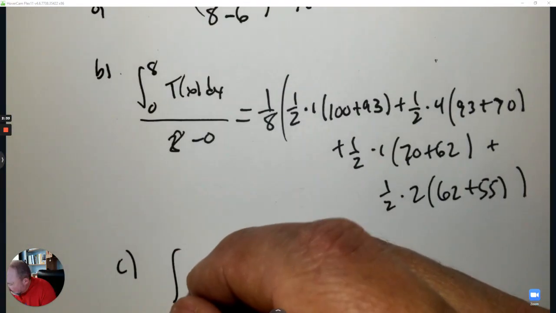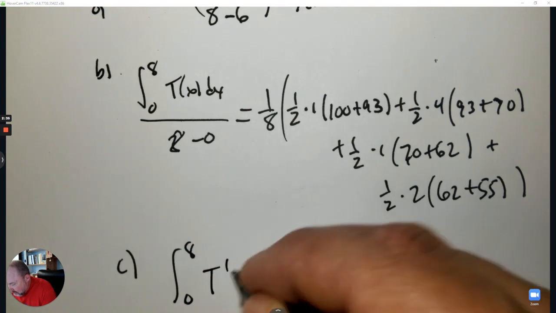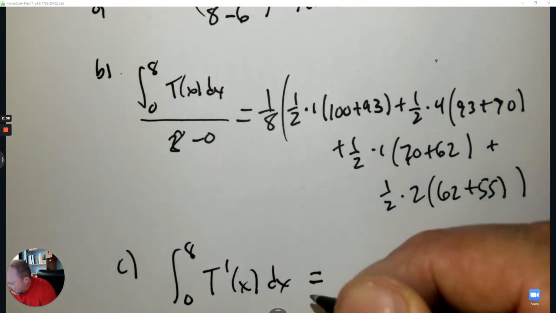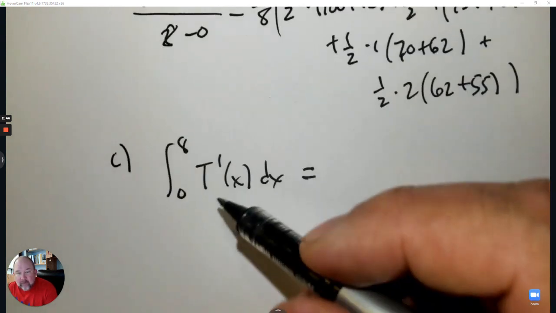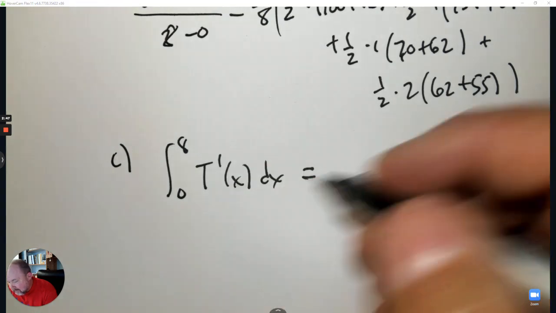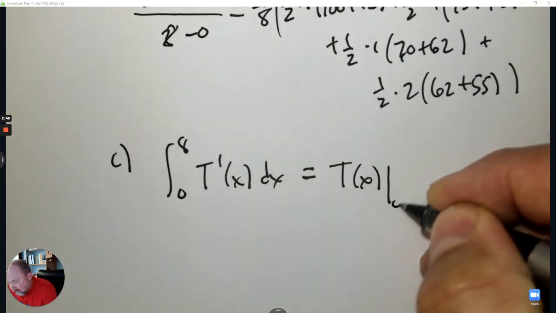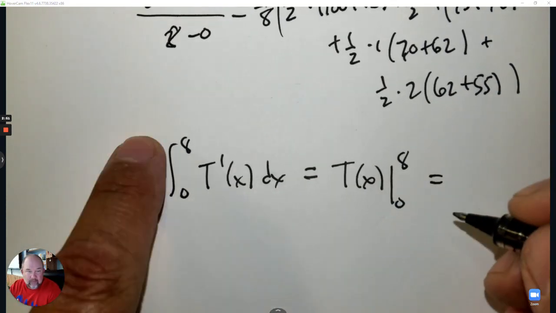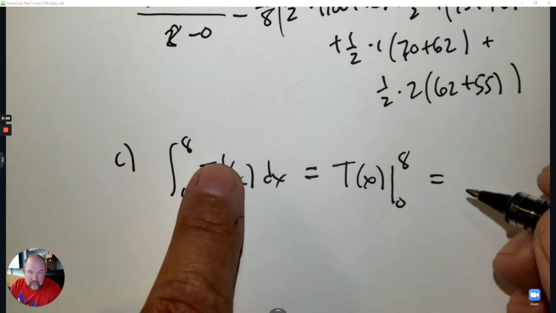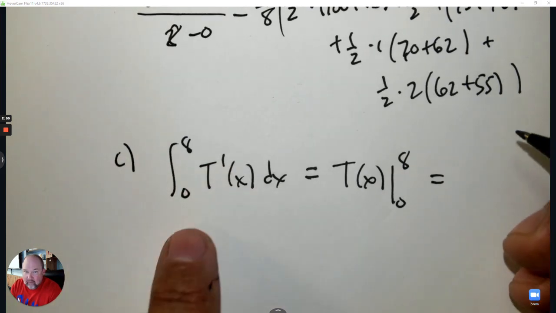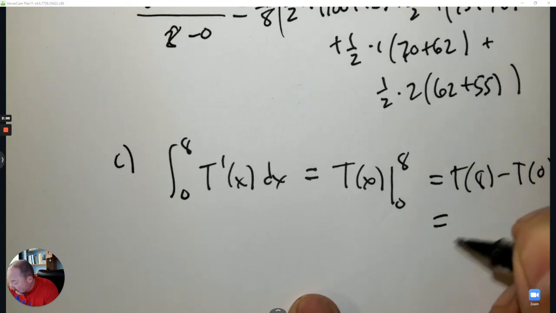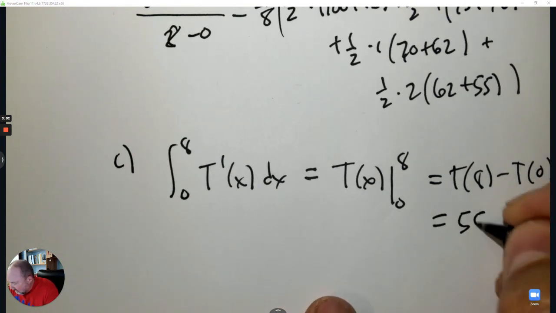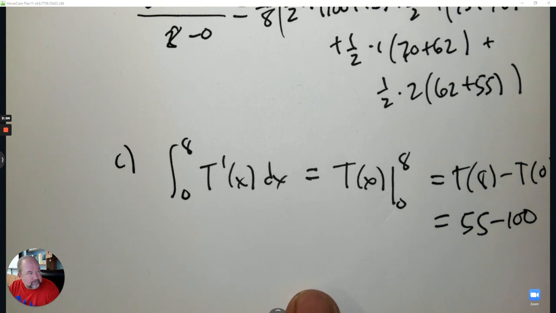So if we integrate from 0 to 8 the derivative, we know that if you integrate a derivative, we're working backwards, it's just t at x, and then we're going to plug in the bounds which go from 0 to 8. So integrate the derivative, it just is t at x, from 0 to 8. So we plug in 8, subtract, plug in 0, and then look off the table. So that's 55, take away 100. Done.